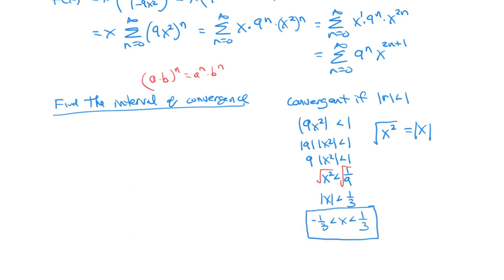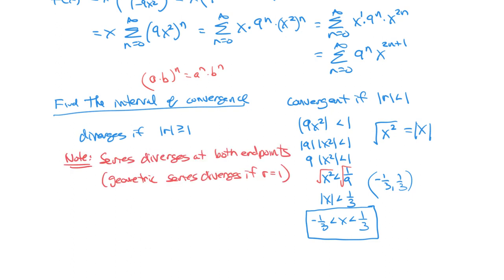Or you could write it the other way, of course, negative 1/3, comma 1/3. Now the thing to remember here is the geometric series diverges at both endpoints, because if r equals 1, it diverges. Remember, the geometric series diverges if the absolute value of r is greater than or equal to 1, including equals. So the nice thing about the geometric series is that we don't have to test the endpoints.